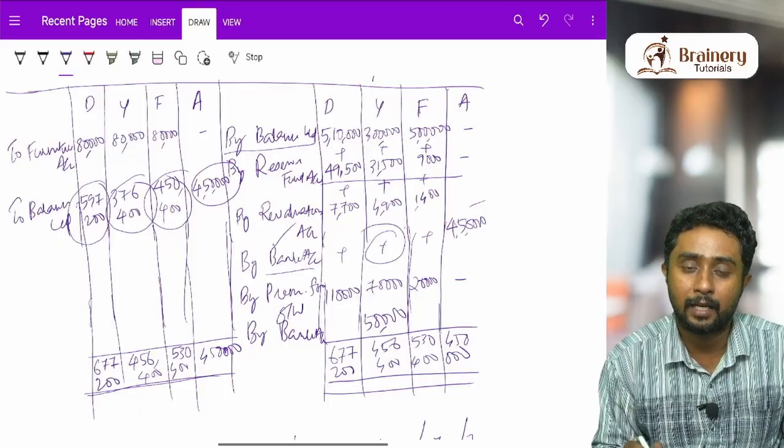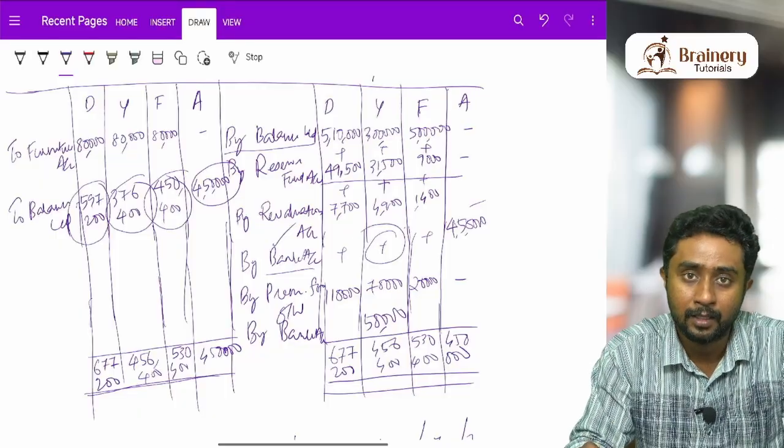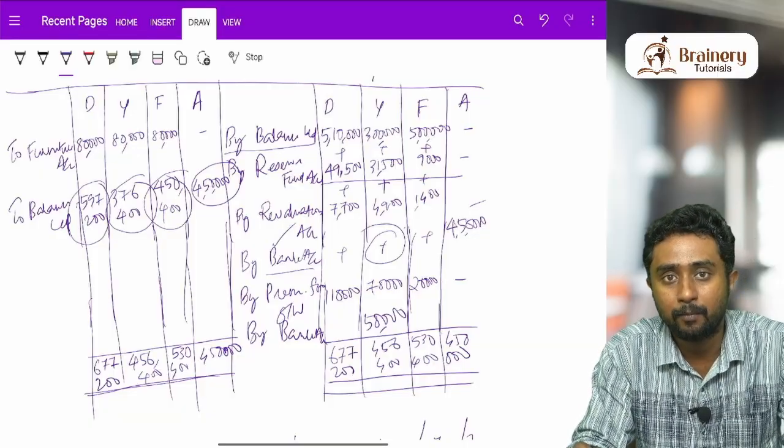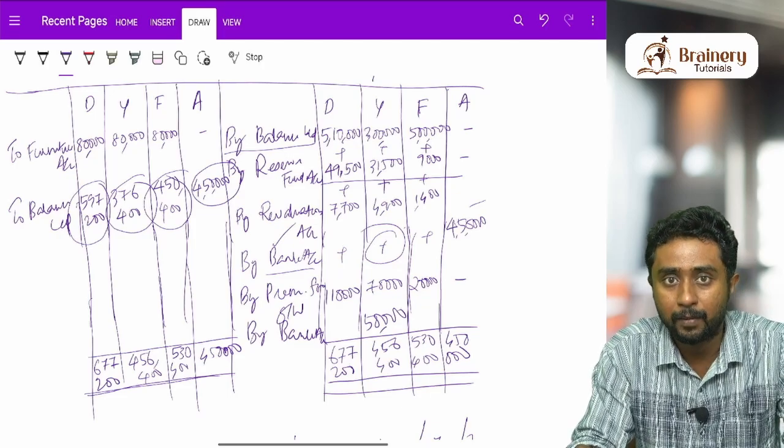Next is the sharing of goodwill entry. What is the sharing of goodwill entry? First, the partner has to bring goodwill, the premium for goodwill. So what is the entry for that? Bank account debit to premium for goodwill account. What does that mean? The partner is bringing the premium from outside.